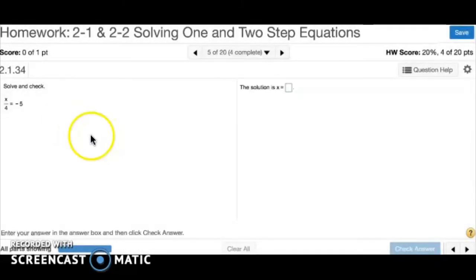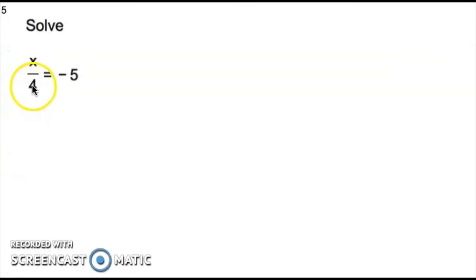Number 5, it says to solve. We have x over 4 equals -5. So let's take a closer look at it. Now when we have 4 at the bottom of x, it means 4 is dividing x.